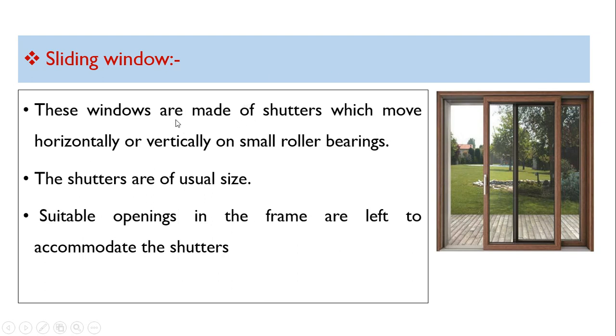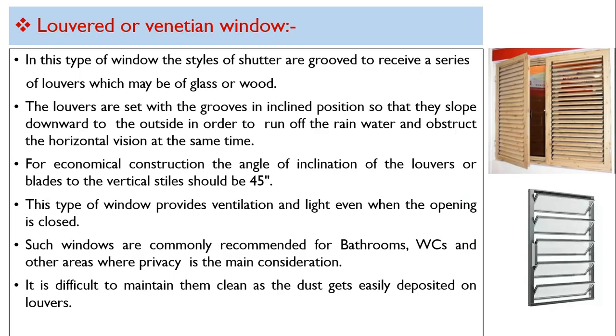What is the sliding window? These are made up of shutters which move horizontally or vertically on small roller bearings. The shutters are of usual size. Suitable openings in the frame are left to accommodate the shutters. This is regarding the sliding window.